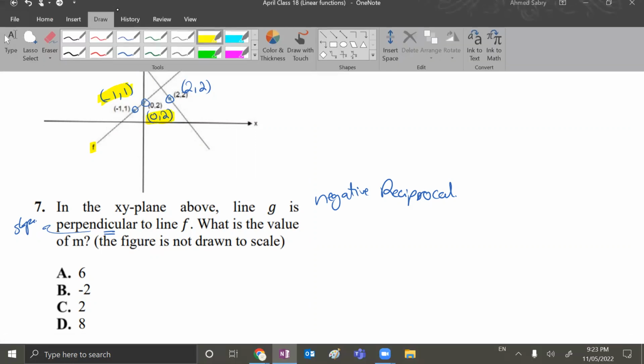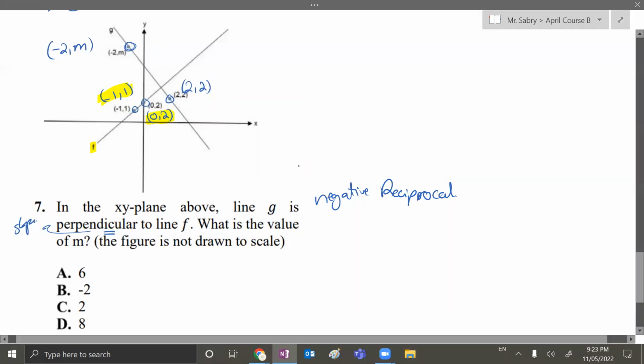They're all complete, nothing is missing. So let's use this to calculate the slope. We're going to say 2 minus 1 over 0 minus bracket -1. This should give me the slope of line F, which will be 1 over 1, which is 1. This is line F. So the perpendicular line to it, which is line G, should be -1/1, which is -1. This is the slope of line G, the slope of the perpendicular line.